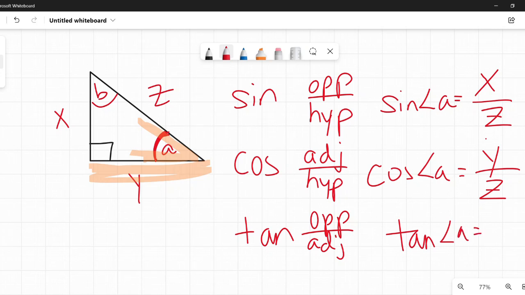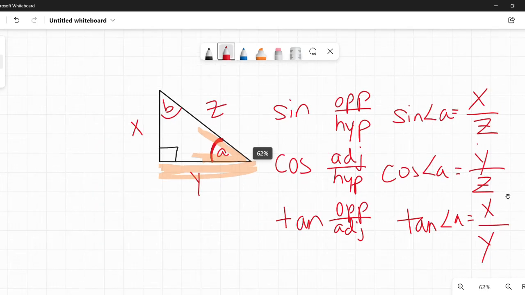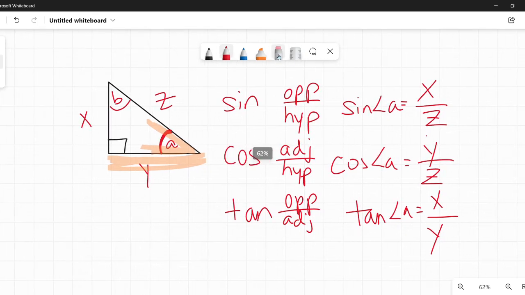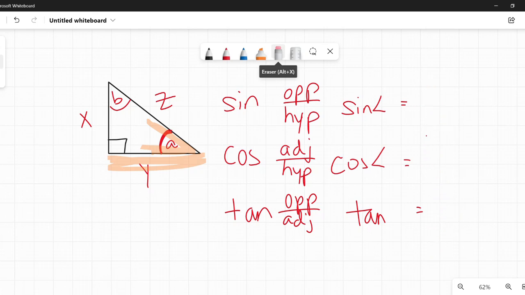And last but not least, the tangent of angle A would be opposite divided by adjacent. For angle A, the opposite side, the side it's looking at, the side on the other side of the table or triangle, is x, and its adjacent side, the one that's right next to it, is y. Now if I were to change these and say, I don't want the sine of angle A, or the cosine or the tangent of that, I want it of angle B.